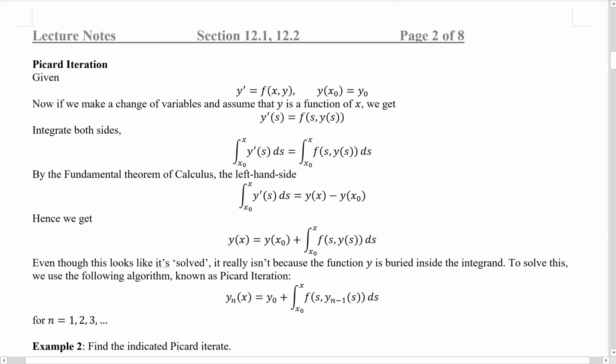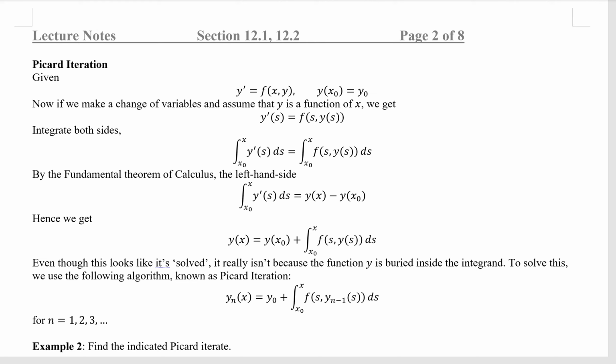Next, we're going to talk about the Picard iterations. What is that? We are also given a first order ordinary differential equation. So we have y prime is a function of x and y. We have the initial value y of x0 equals y0. Now if we make a change of variables and assume that y is a function of x, we will get y prime of s equals f of s, y of s. Then we can integrate both sides and evaluate from x0 to x.